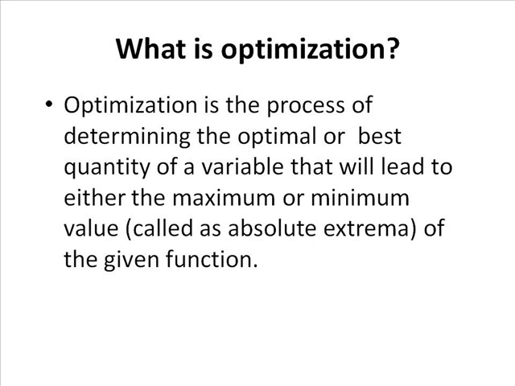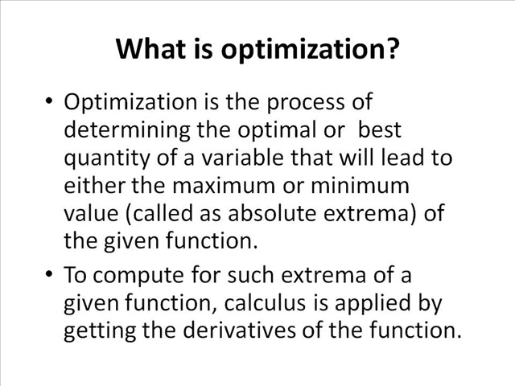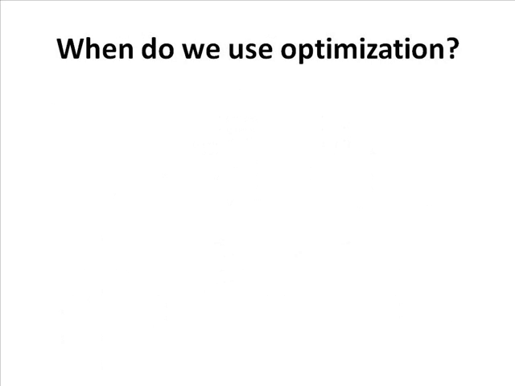What is optimization? Optimization is a process of determining the optimal or best quantity of a variable that will lead to either the maximum or minimum value called as absolute extrema of the given function. To compute for such extrema of a given function, calculus is applied by getting the derivatives of the function.